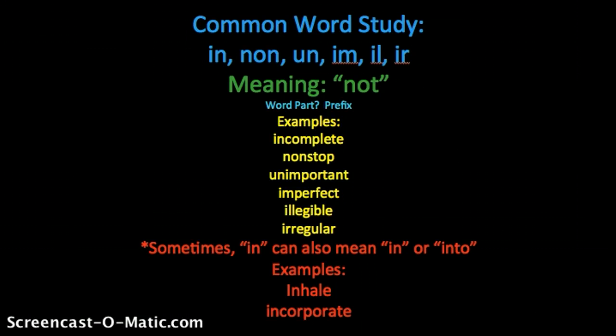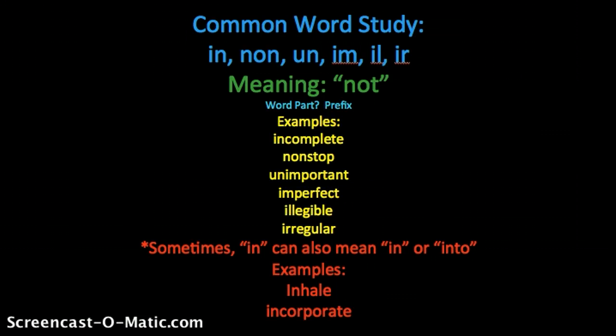Okay, what we're going to look at today are 6 word parts. We're going to do them all together because they all have something in common, the same meaning. The word parts we're going to look at are in, non, un, im, ill, and ir. All 6 of those word parts mean not. They mean not whatever they're attached to. They are all prefixes and they are added to the front of an existing word, and basically it reverses the word or makes it mean the opposite of whatever it's attached to in most cases.